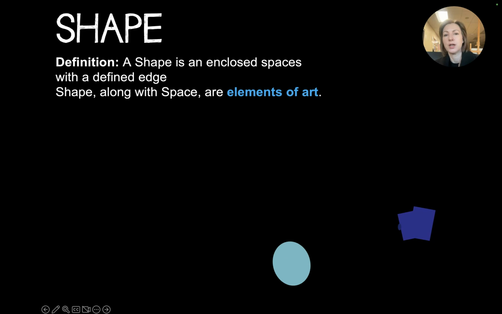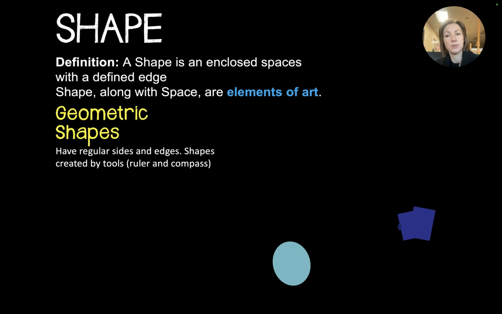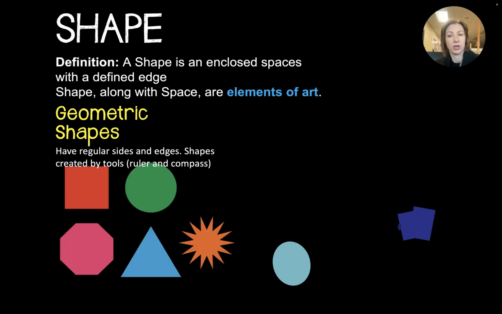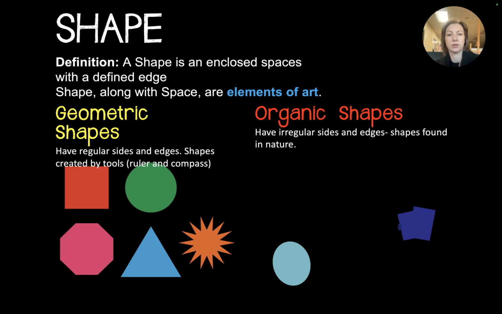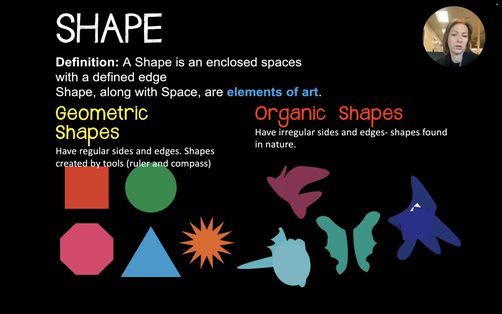And last, shape. Shape is an enclosed space with a defined edge. Shape and space, like I said before, are elements of art. Geometric shapes have regular sides and edges. Think of our math shapes: squares, circles, polygons, triangles. Organic shapes are really irregular. They're shapes found in nature. So blobby shapes, butterfly shapes, plants, things that are kind of free-flowing.